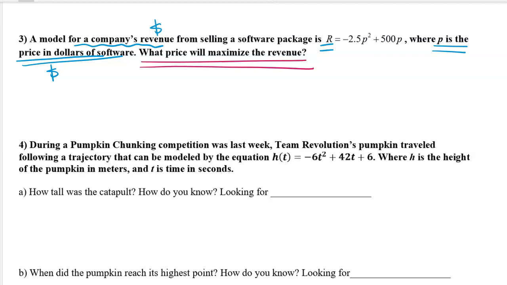What are we looking for in plain English? The H value of the vertex. Yes. Do you guys agree with that statement? Yes or no? H is the input. So maximum, it's the highest point, which is your vertex. And Jasmine, what's the formula for the H value of your vertex?